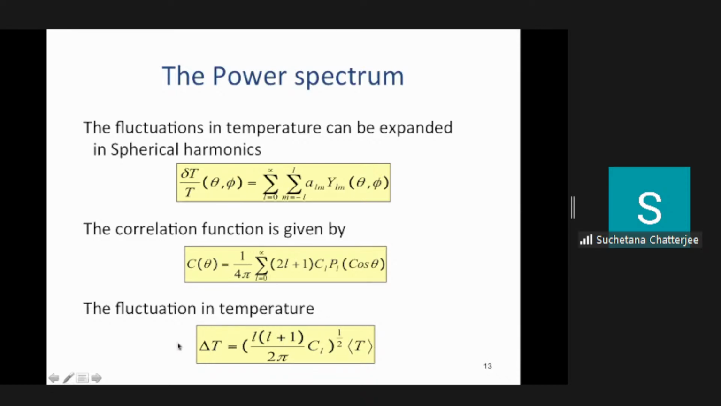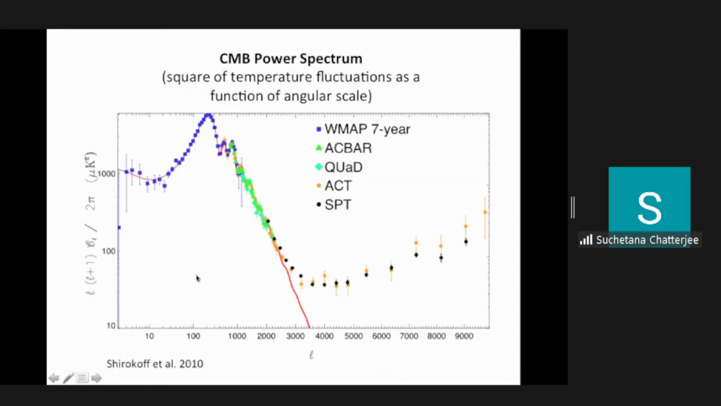Essentially, I write this delta T as the square root of l(l+1)C_l over 2π, times the expectation of T, which is the mean temperature. So delta T over T is given by this, and this is called the power spectrum of temperature fluctuations, which tells us what the temperature anisotropy is at different angular scales.